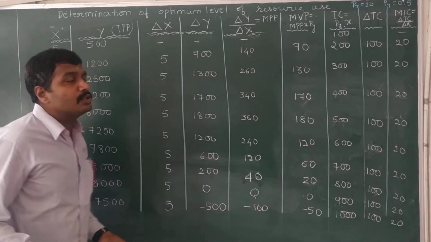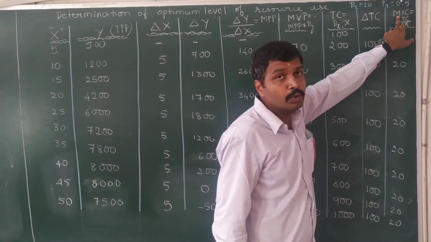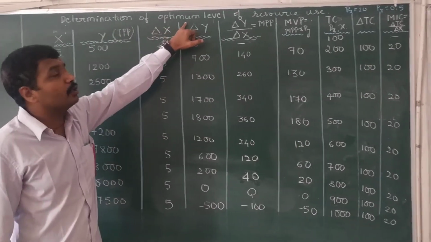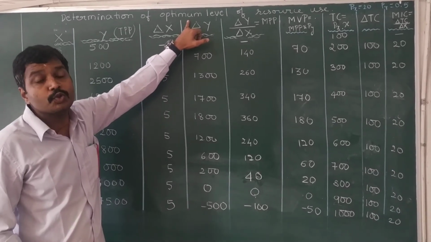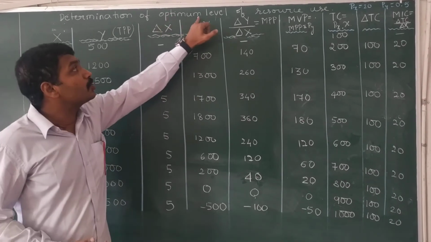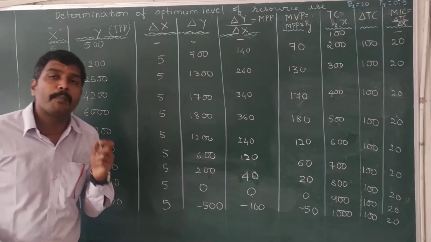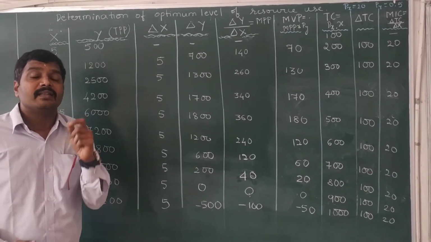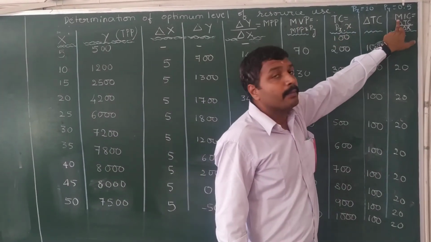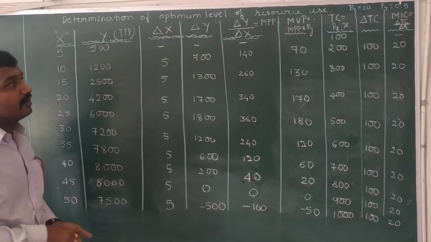Okay. Now once you do this exercise, once you have MVP and MIC with you, with the help of this you have to determine that particular level of input use or resource use which is going to yield you maximum profit. That we call the optimum level of resource use. You know the condition for the optimum level of resource use is that level of resource use wherein MVP and MIC are both equal.